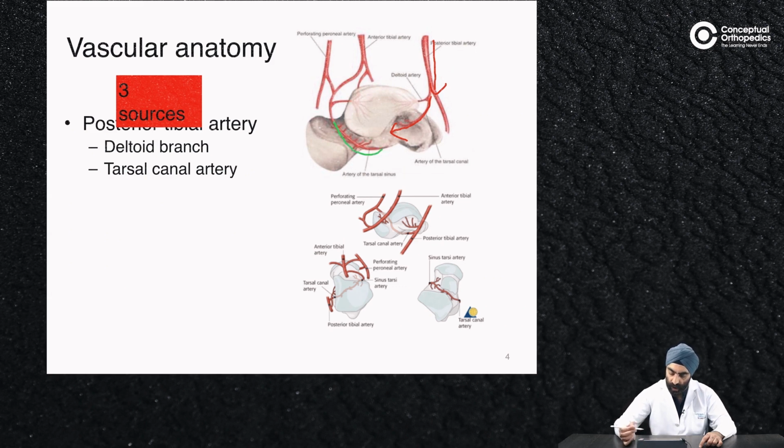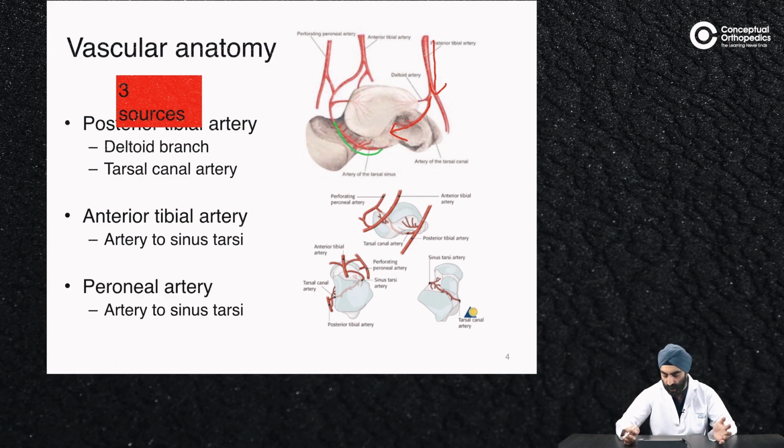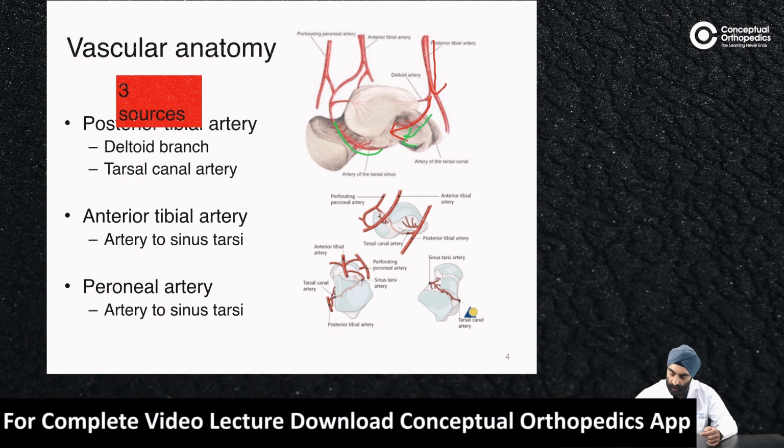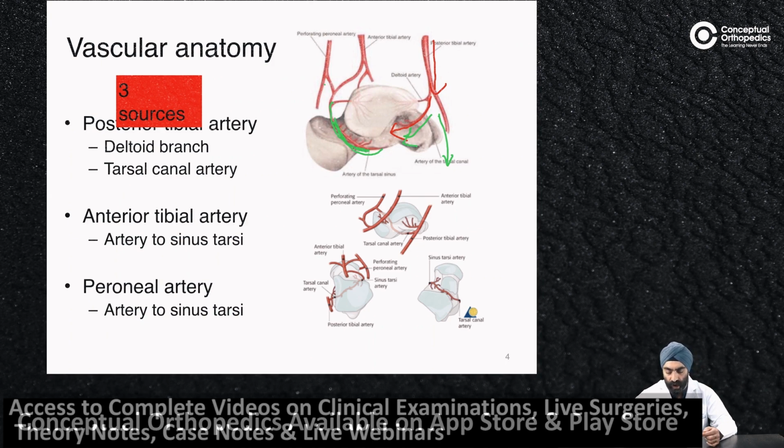So this is the tarsal canal artery here, and that you can see is basically supplied with 2 levels of blood supply. So we have the anterior tibial artery giving the artery to the sinus tarsi, and then the peroneal artery giving another artery to the sinus tarsi. So deltoid artery, main supply, okay? Tarsal canal artery, small supply, and mid-level supply through the artery to the sinus tarsi, which is supplied by both the peroneal artery and the anterior tibial artery.